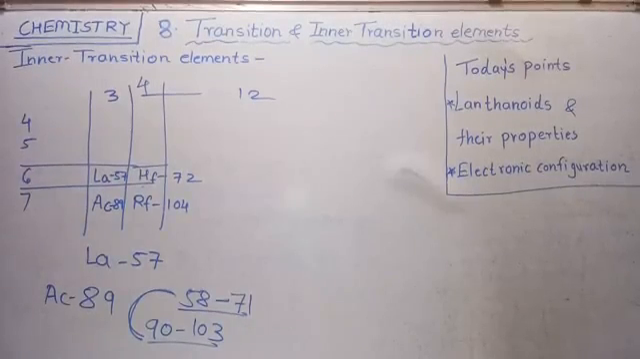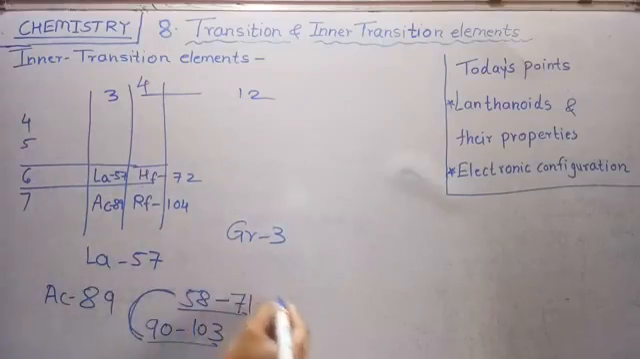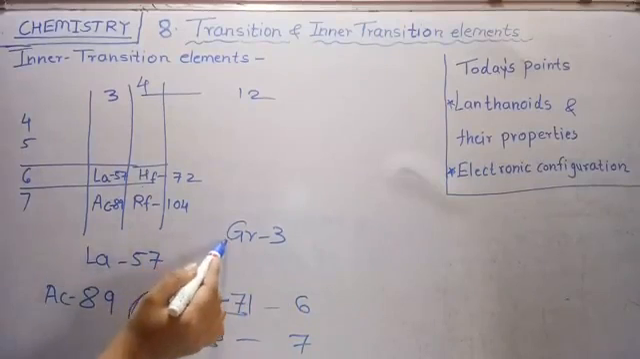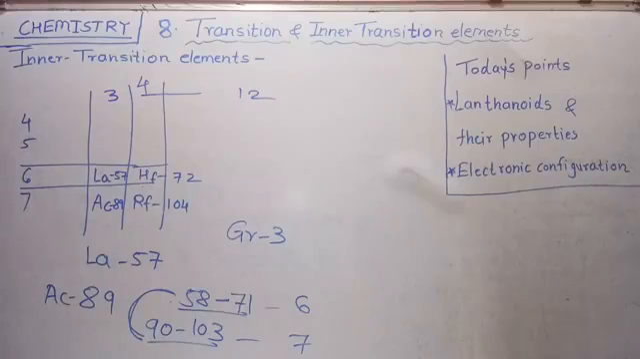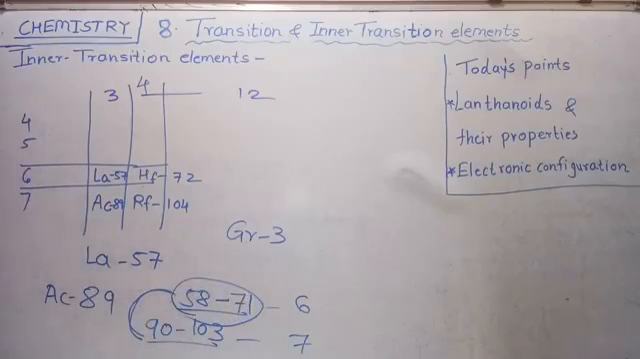Then the actual position of inner transition elements in the modern periodic table: these 2 series have their actual position in group number 3 and period number 6 and 7. The first series has its actual position in group number 3 and period number 6. The second series has its actual position in group number 3 and period number 7. After lanthanum there are a total of 14 elements, from atomic number 58 to 71.